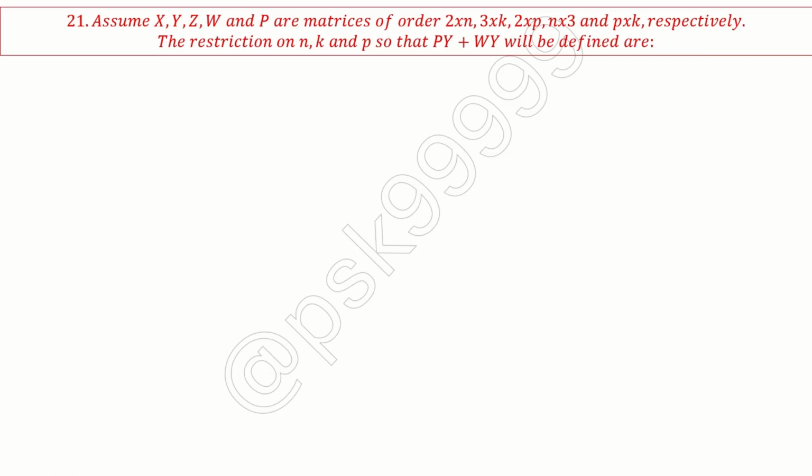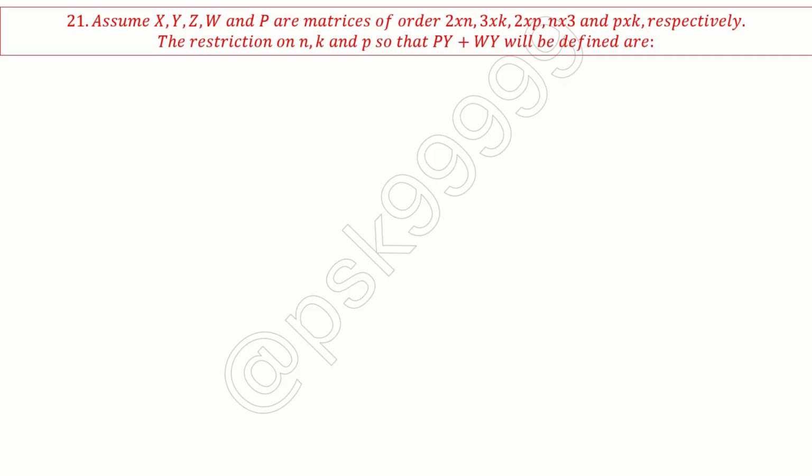Assume that X, Y, Z, W and P are matrices of order 2 into n, 3 into k, 2 into p, n into 3, and p into k, respectively. The restriction on n, k and p so that PY plus WY will be defined. Which means you should be able to do multiplication of P and Y and multiplication of W and Y, and then you should be able to add the PY matrix with the WY matrix.